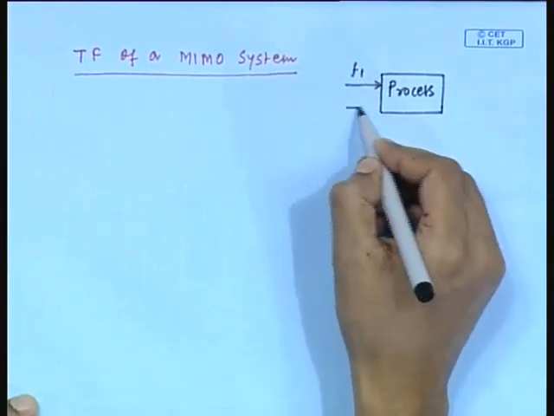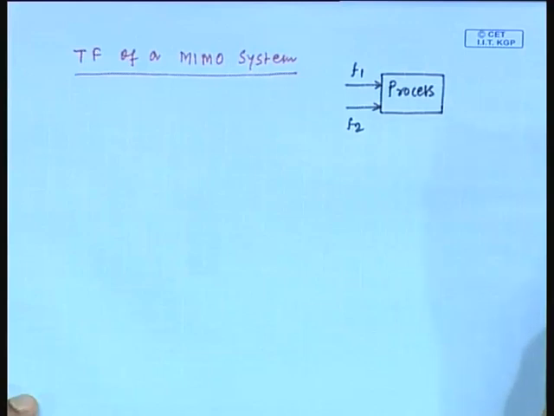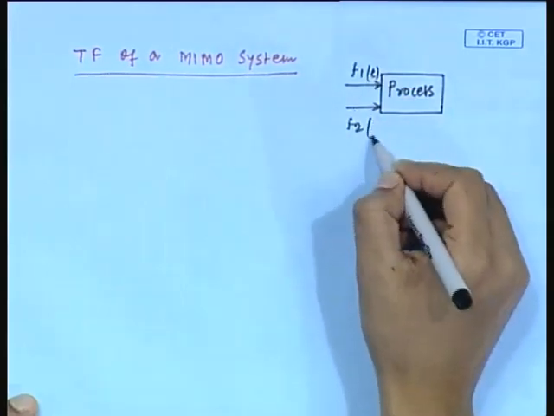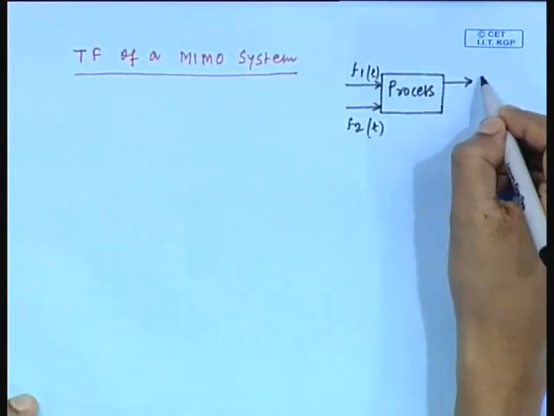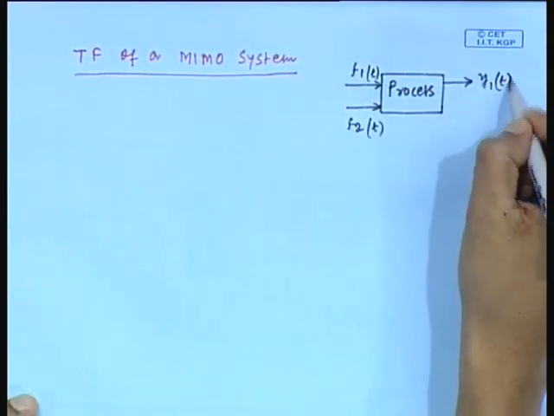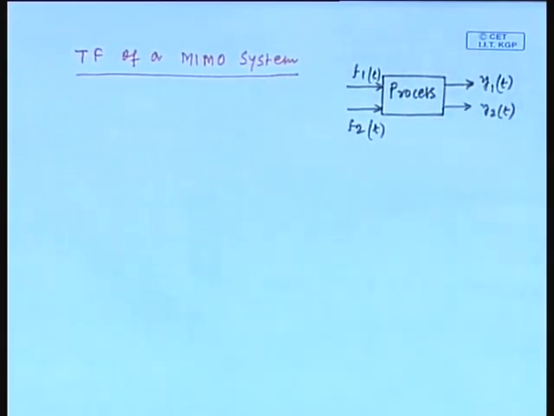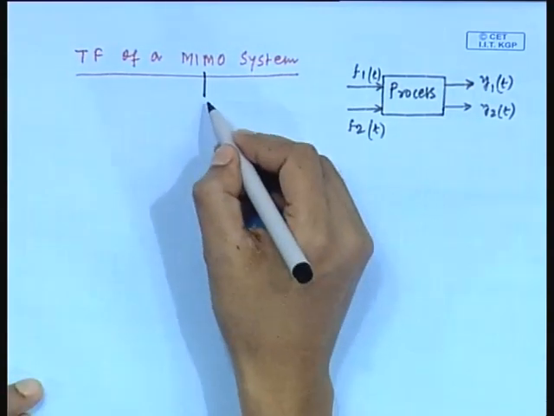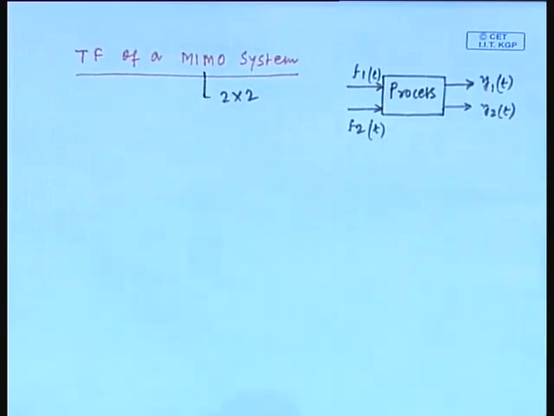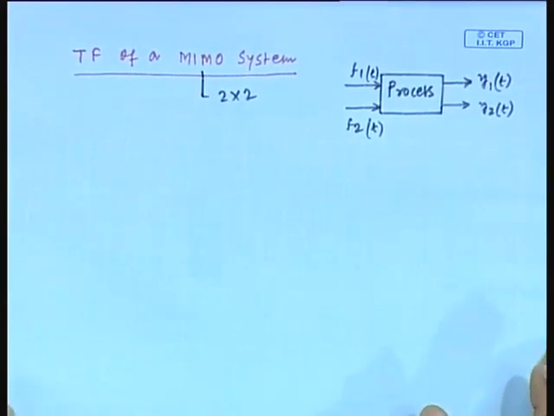Suppose one input is F1, another input is F2, they are in the time domain, and we will consider two outputs, one is Y1, another one is Y2. Fine. So, in this MIMO system, I mean multiple input multiple output system, basically we are considering a 2 by 2 system, 2 inputs 2 outputs. Fine. Now, first we need to write the input output model for this process.